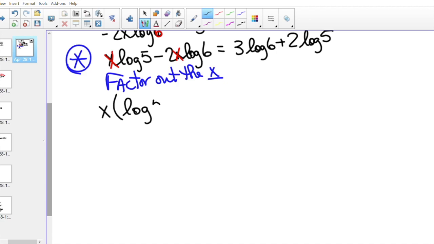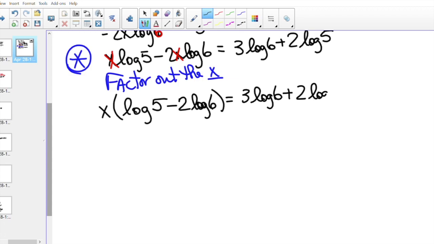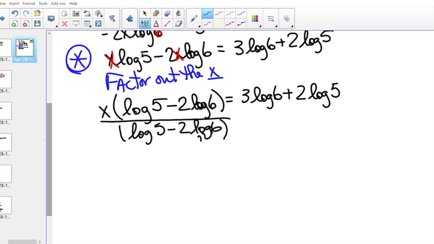So you'd have x times log 5 minus 2 log 6 equals 3 log 6 plus 2 log 5. Now, a lot of times when people are working this problem, when you reach this point, they get tired and give up. Let's see how far we're going to go here. We're going to go all the way to the end. So you divide by log of 5 minus 2 log of 6. Of course, quite naturally, if you do it to the left side of the equal mark, you've got to divide the right side.